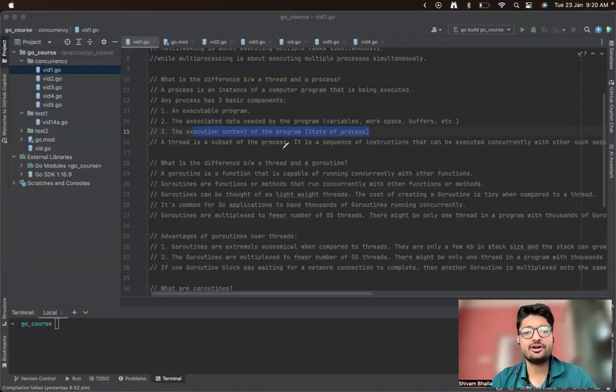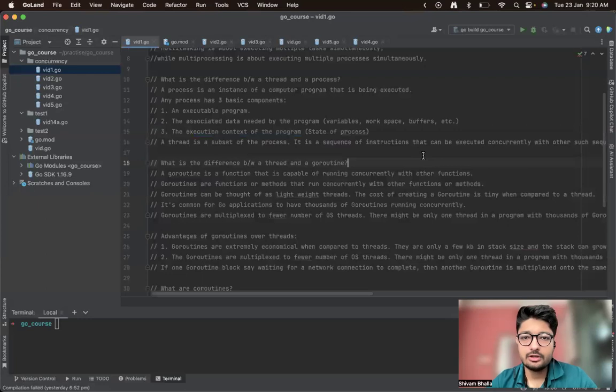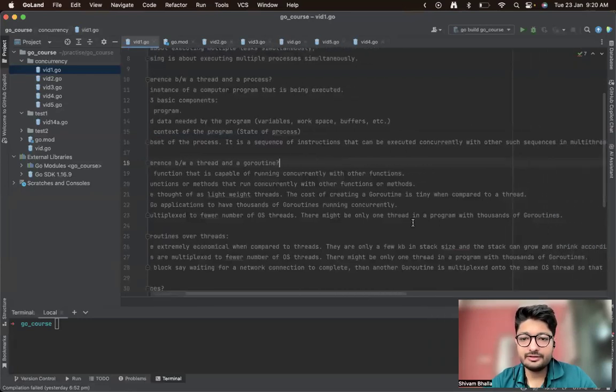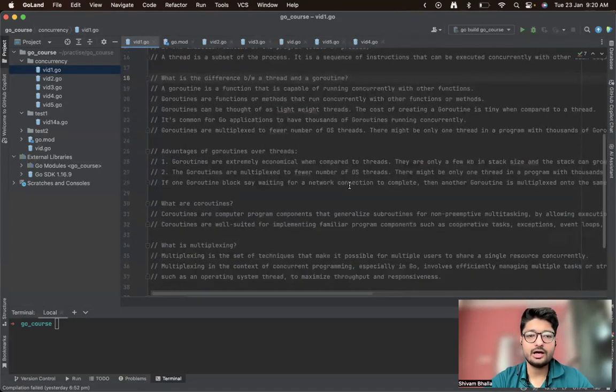They don't take all these things and run. Only a few OS threads will be spawned, and on them thousands of goroutines can be spawned. That is why they consume all this data from here itself. Got it. So there might be only one thread in a program with thousands of goroutines. Okay, that's it. Now, what is the advantage of using goroutines over threads?